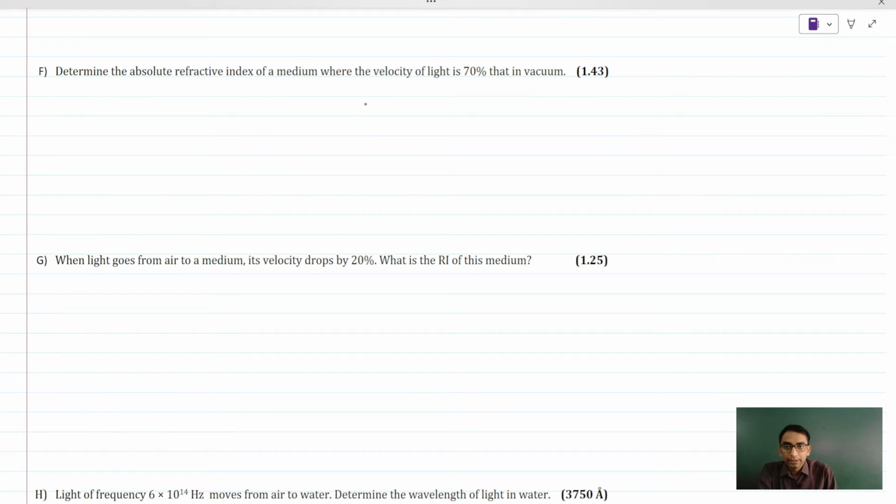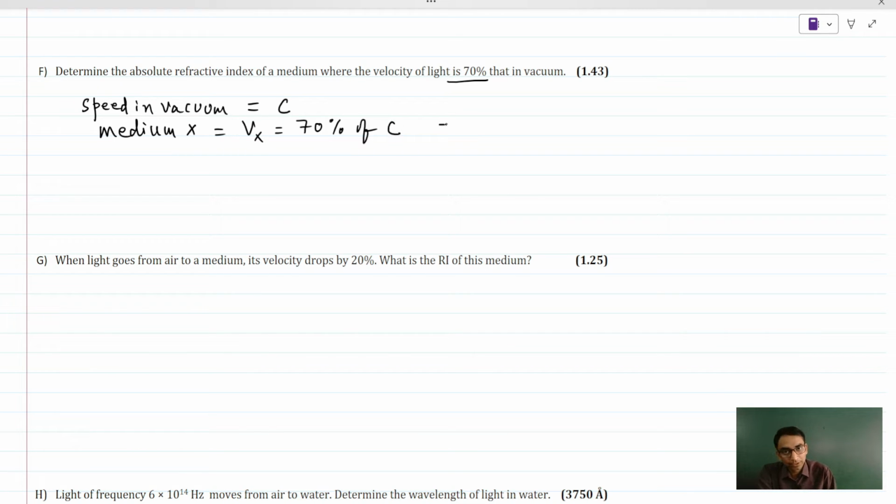So moving ahead, here we are given that the velocity of the light in the medium is 70% of that in the vacuum. So the speed in vacuum is C. Now the speed in the medium, let's call the medium X, is Vx. That is 70% of the speed of light in vacuum, or this can be written as 70 upon 100, or 0.7 times C.